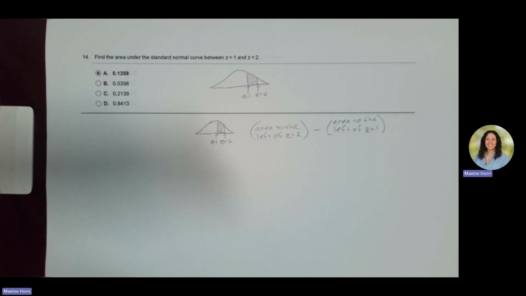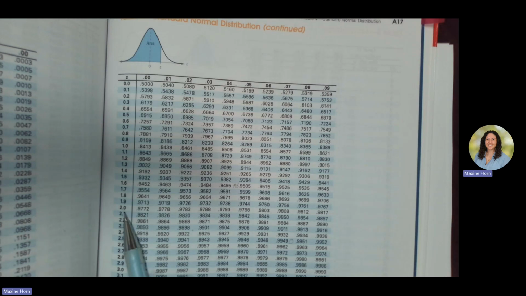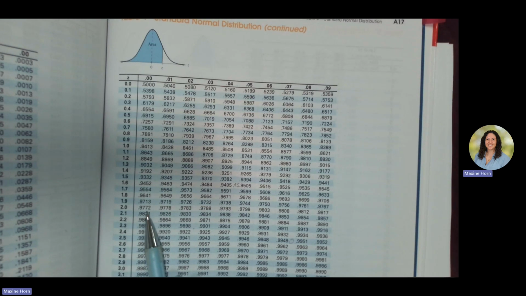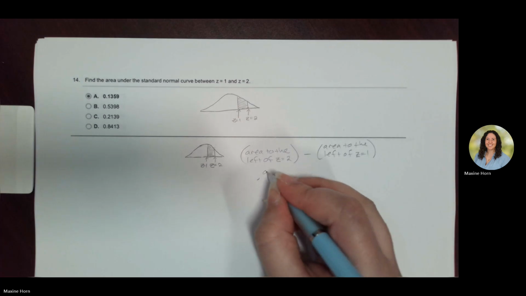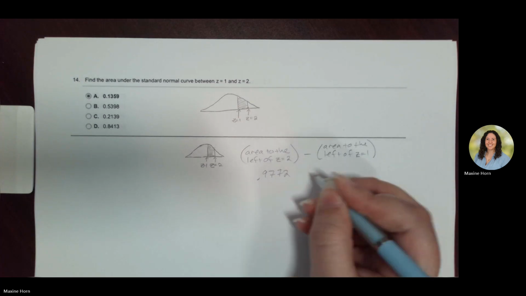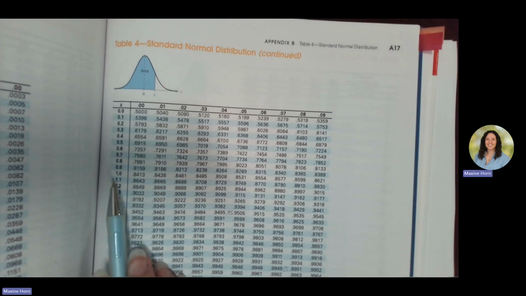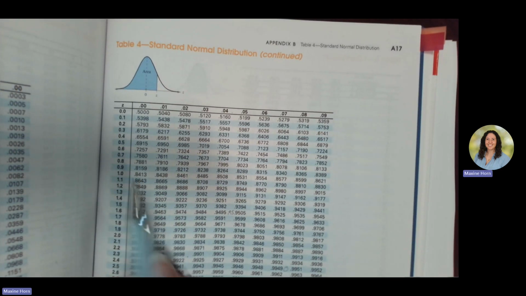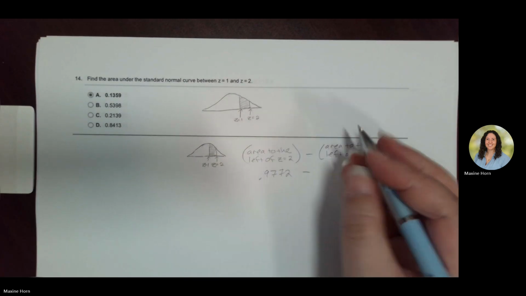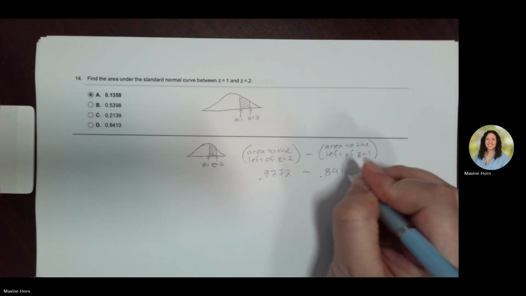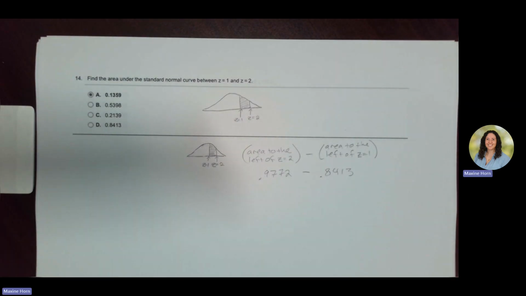So again, in the back of the book, what's a z-score of 2? 2.00? That's going to be 0.9772. And the area to the left of a z-score of 1, 1.0, is 0.8413. Okay, and I'm going to take those and plug them into the calculator.